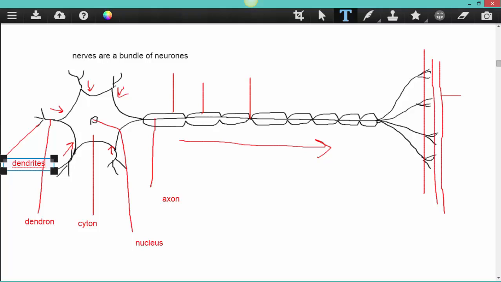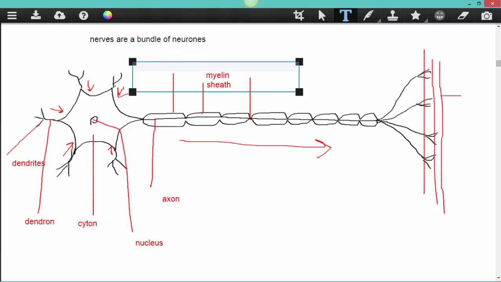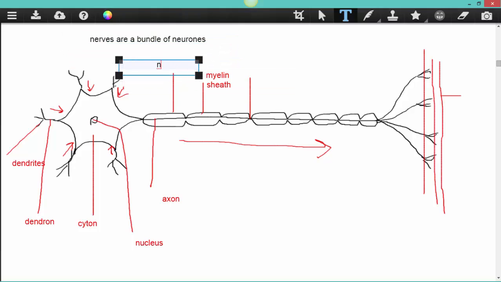The nerve fibers are covered by a thin layer, which is called myelin sheath, which is made mostly of fatty substances. It insulates the axon for faster nerve impulse transmission. This sheath is covered by an inelastic tough membrane, which is called the neurolemma. That's the neurolemma.